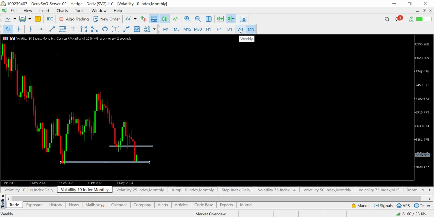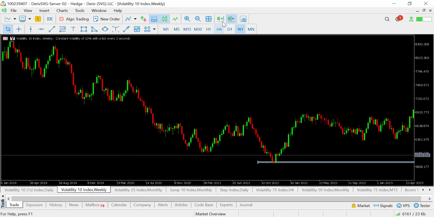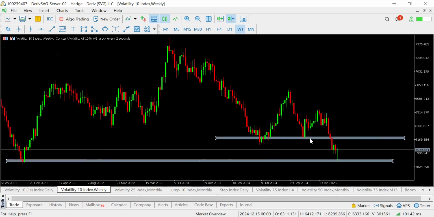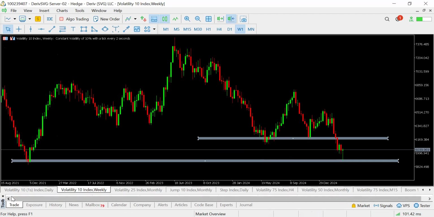So let's look at our structure on the weekly time frame. Let's make this final. Now you can see that the zone we picked from the monthly time frame can serve as our initial key point of interest. If you look at this structure now, it's very clear that we can easily call this an M structure. It came down.